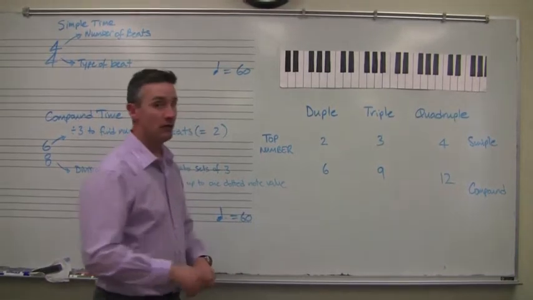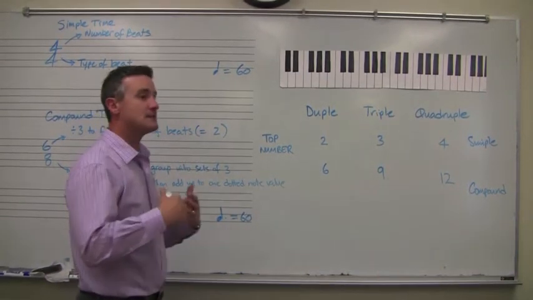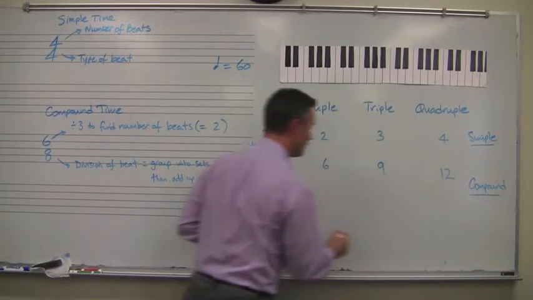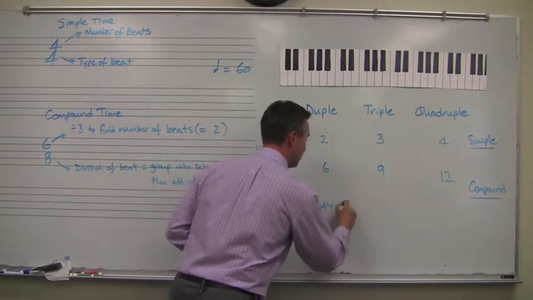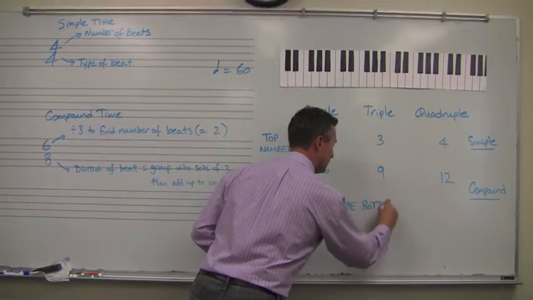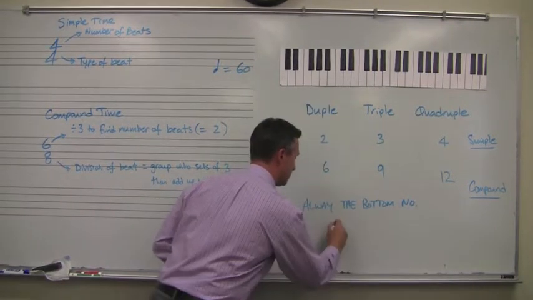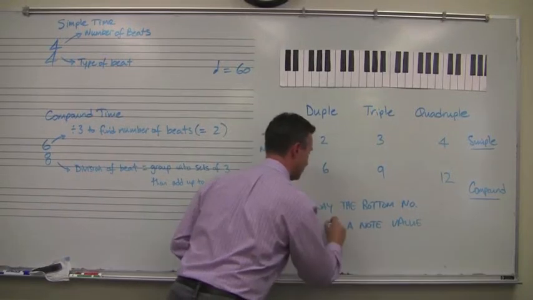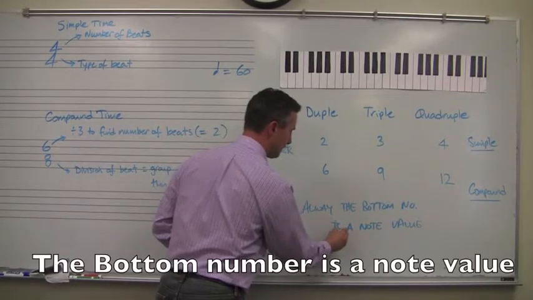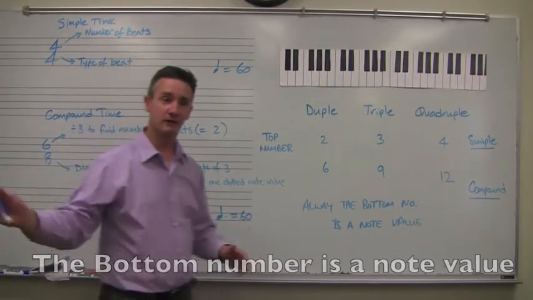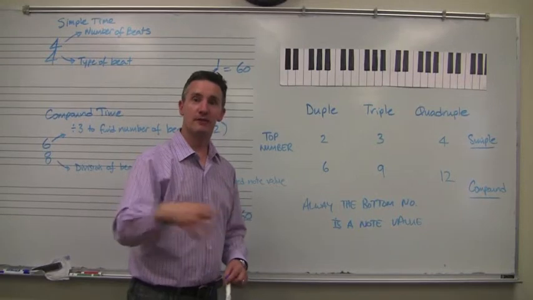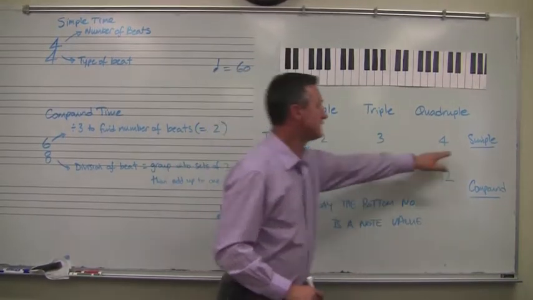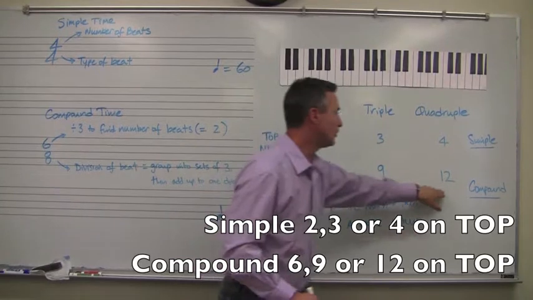It is the bottom number, remember, that always represents a note value. And so regardless, the top number is going to be different. It's going to tell you whether it's simple or compound, but always the bottom number is a note value. All right? The bottom number is a note value, and we looked at, in a few videos ago, the numbers that represent the different note values. Okay, so duple, triple, or quadruple time, simple 2, 3, or 4, compound 6, 9, or 12.